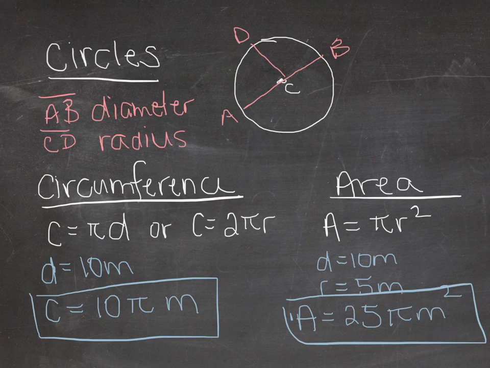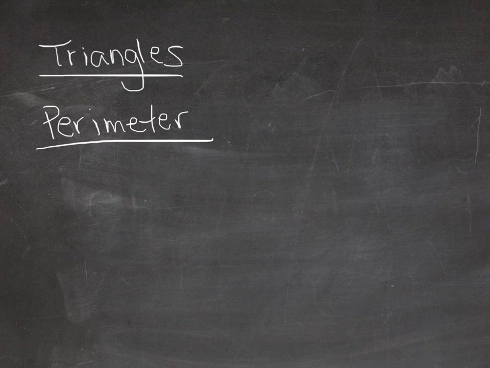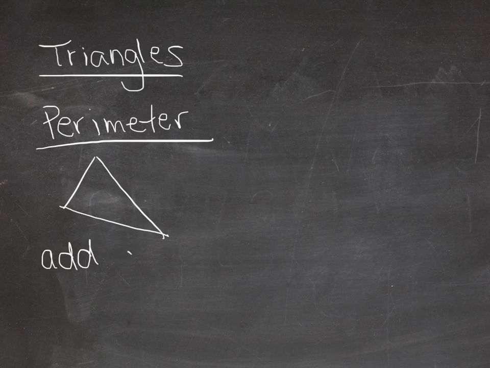Okay, lastly, let's look at triangles. So for the perimeter of a triangle, because it's a straight-sided figure, a polygon, we're just going to add all the sides together to figure out the perimeter. So add all sides. Of course, if it's an equilateral triangle where all the sides are the same length, you can just take one of the sides and multiply it by 3 to find the perimeter.